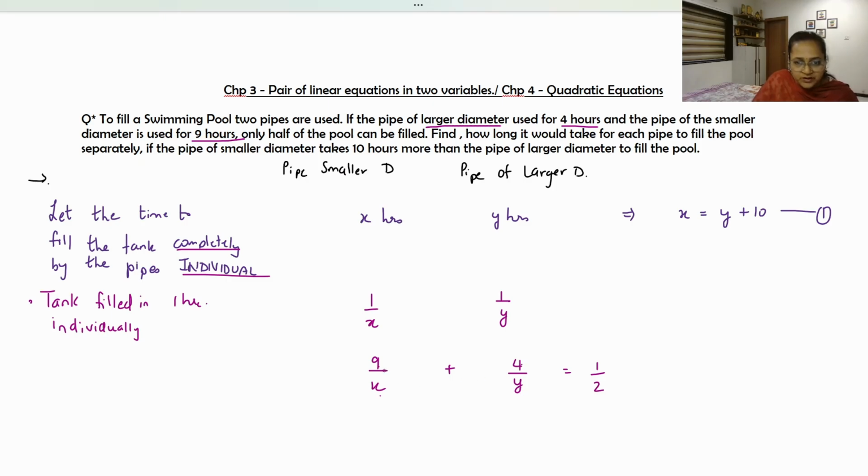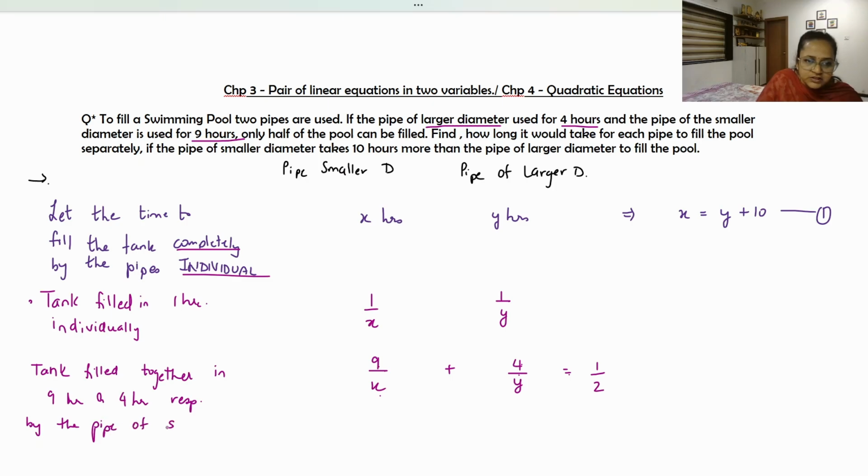So water poured in by the smaller diameter pipe and water poured in by the larger diameter pipe was not able to fill the tank. If it had filled the tank, I would have written 1. Here it is half the tank. So 1 by 2. So we write the tank filled together in 9 hours and 4 hours respectively by the pipe of smaller and larger diameters.